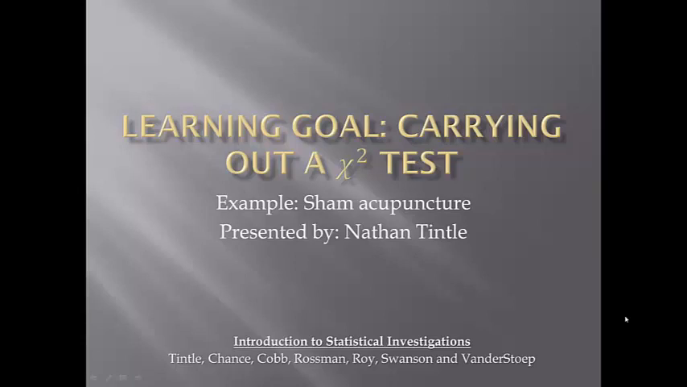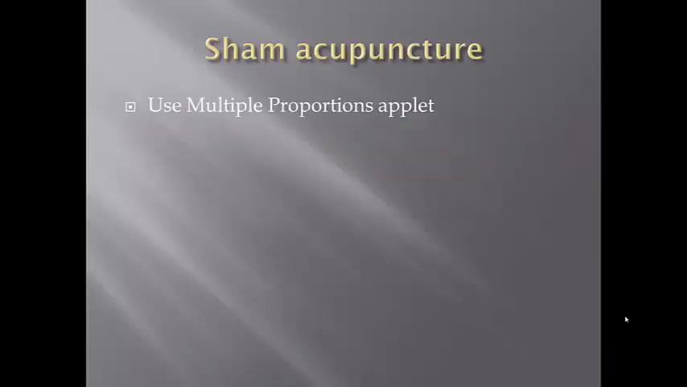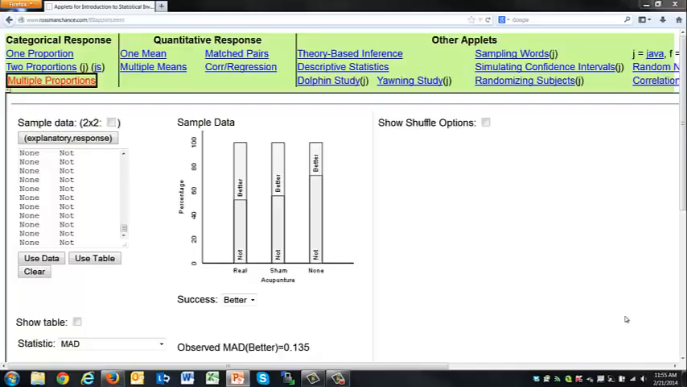In this Learning Goal video, we will talk to you about how to carry out a chi-squared test using the sham acupuncture example from the Introduction to Statistical Investigations textbook. To do this, we will use the multiple proportions applet. Let's go there now. I've pasted in the sham acupuncture data.